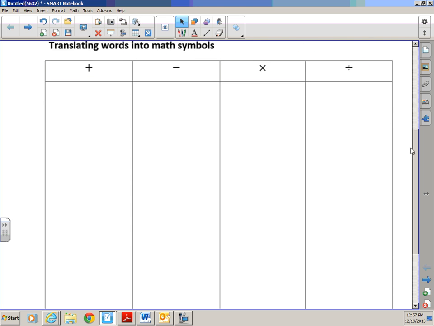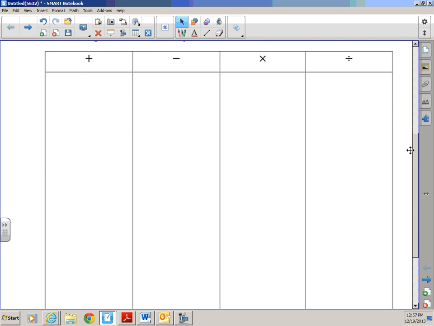Okay? Now, what we want to do next is identify buzzwords that we will see in word problems, because the key, what we want to do today is make sure we understand buzzwords and how to translate words into mathematical statements in order for us to be able to solve word problems.